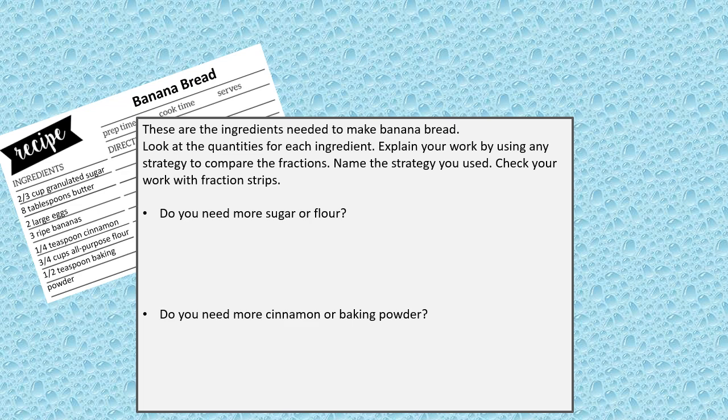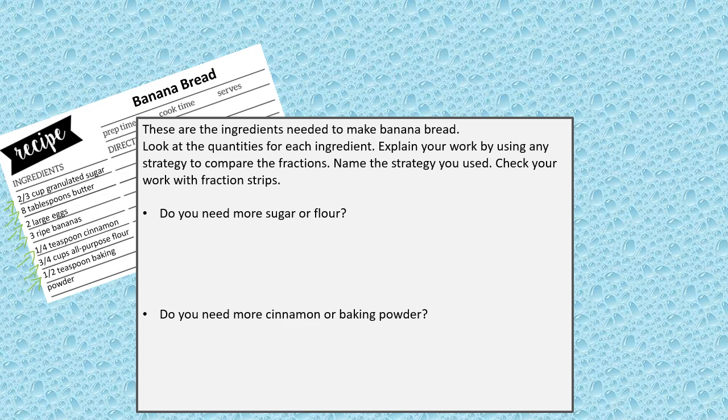So ingredients: 2/3 cup granulated sugar, 8 tablespoons of butter, 2 large eggs, 3 ripe bananas, 1/4 teaspoon of cinnamon, 3/4 cup all-purpose flour, 1/2 teaspoon baking powder. Now, if I had all these ingredients, I would be making banana bread this morning. So these are the ingredients needed to make banana bread.